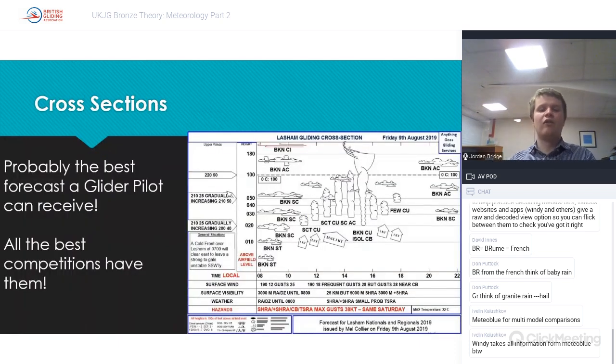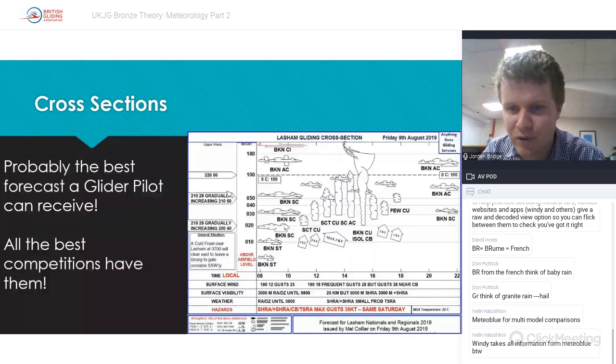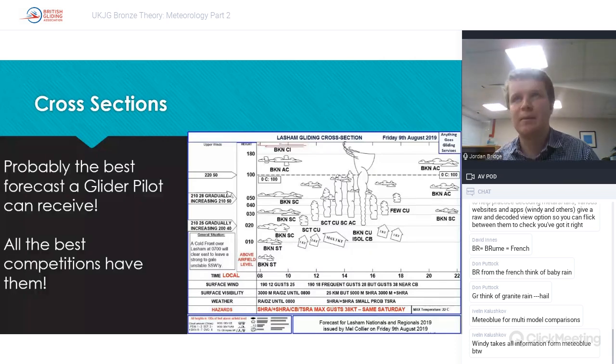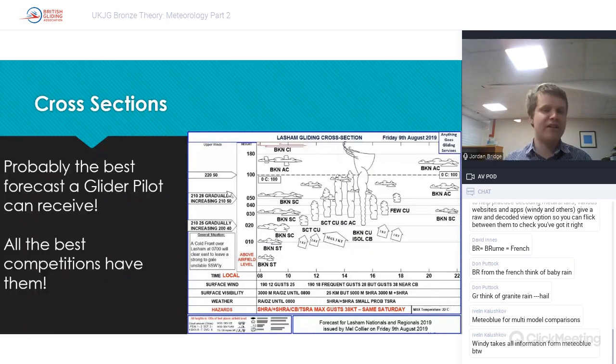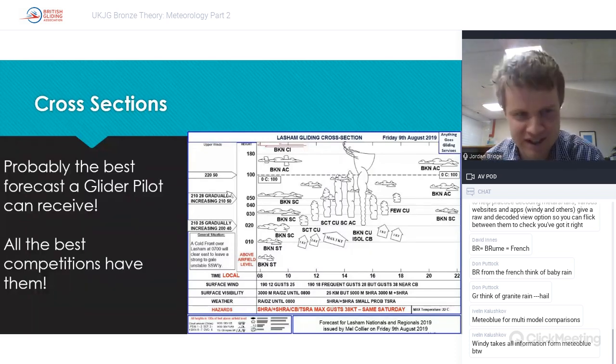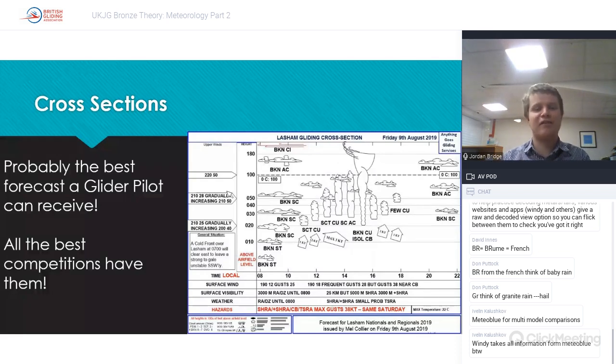My favourite, though, of all forecasts are cross sections. I wish I could draw them. I would like to, and thanks Evo for talking about Windy taking information from Meteo Blue. You can change the models on Windy, though. You can choose the European model, you can choose the American model to do that. But cross sections, I say, are my favourite forecast that a glider pilot can receive, because it just shows it perfectly.